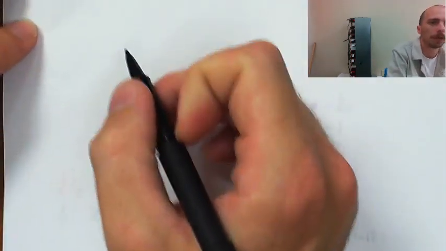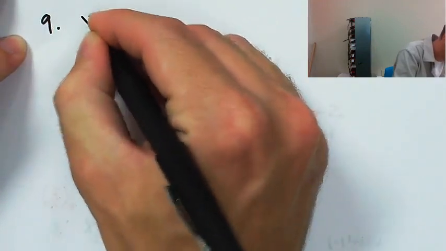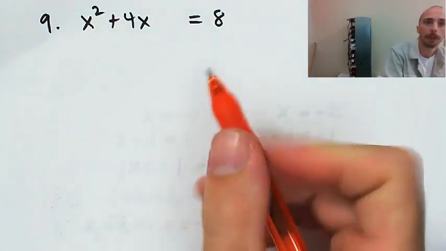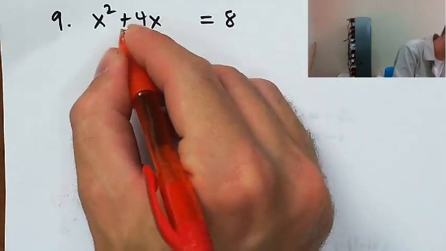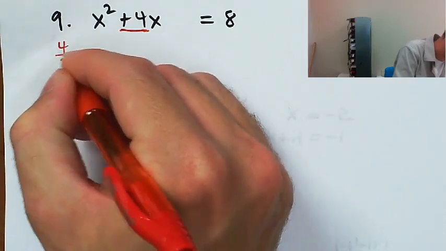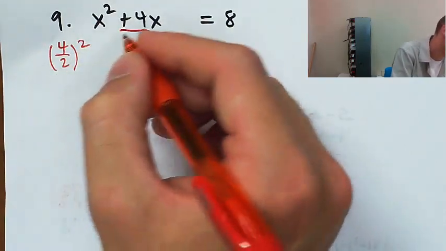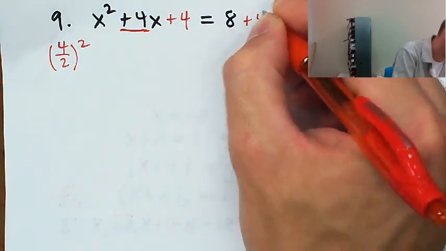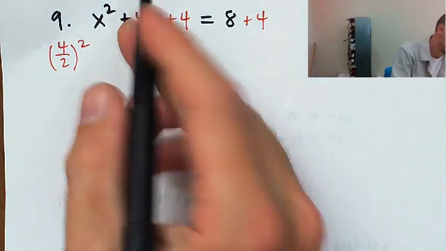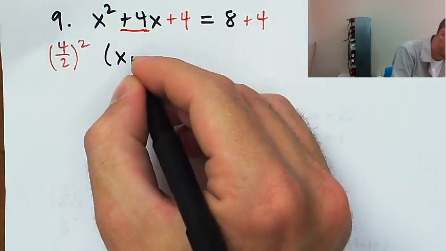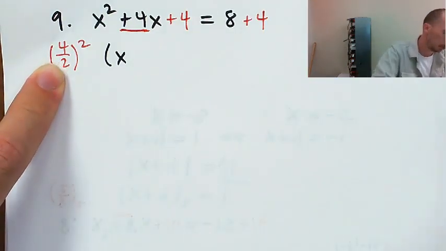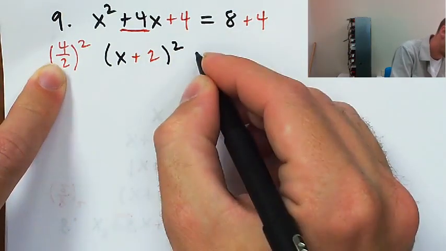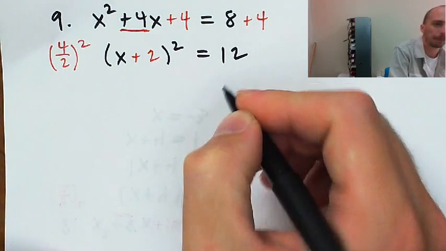So number 9, x squared plus 4x equals 8. All right, so we're going to leave the space to add the same number to both sides. We're going to figure out what number we need to add by taking that positive 4, dividing it by 2, and then squaring. Okay, 2 squared is 4. Okay, and then, because this was positive 2, it's going to be x plus 2 squared equals 8 and 4 is 12.